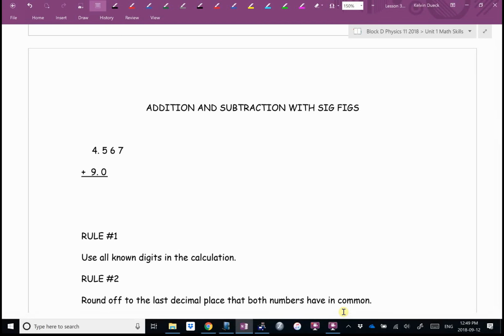Multiplying and dividing, I can almost always do the sig figs in my head and go straight to my calculator. Adding and subtracting, not always. Some of you may get to the point where you can, great. But for starters, here is my advice. If I'm adding and subtracting, I always rewrite the questions vertically, lining up the decimal points. I did this one already for you. If I was adding 4.567 plus 9.0, I would write them vertically, and can you see I lined up the decimal?